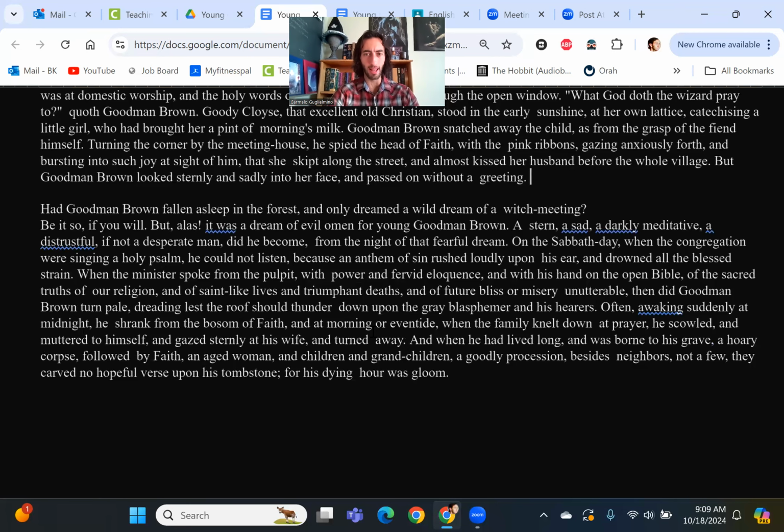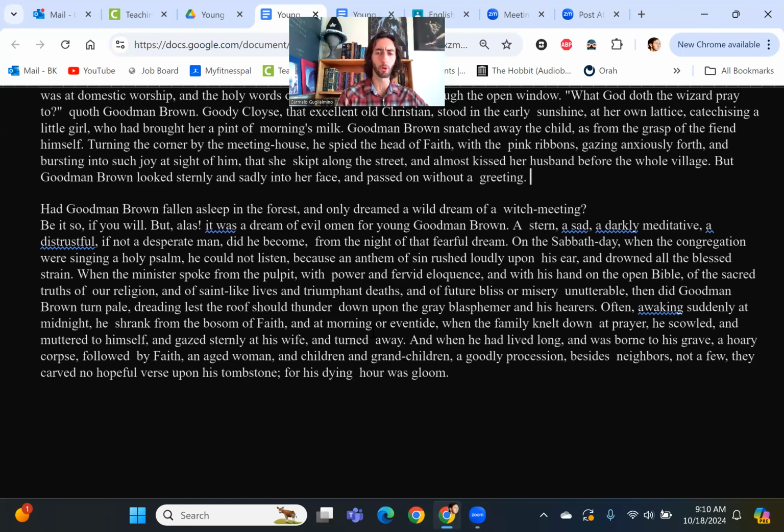Had Goodman Brown, as the last paragraph says, fallen asleep in the forest and only dreamed a wild dream of a witch meeting? Be it so if you will, but alas, it was a dream of evil omen for Goodman Brown. A stern, a sad, a darkly meditative, a distrustful, if not a desperate man did he become from the night of that fearful dream. On the Sabbath day, when the congregation were singing a holy psalm, he could not listen because an anthem of sin rushed loudly upon his ear and drowned all the blessed strain.